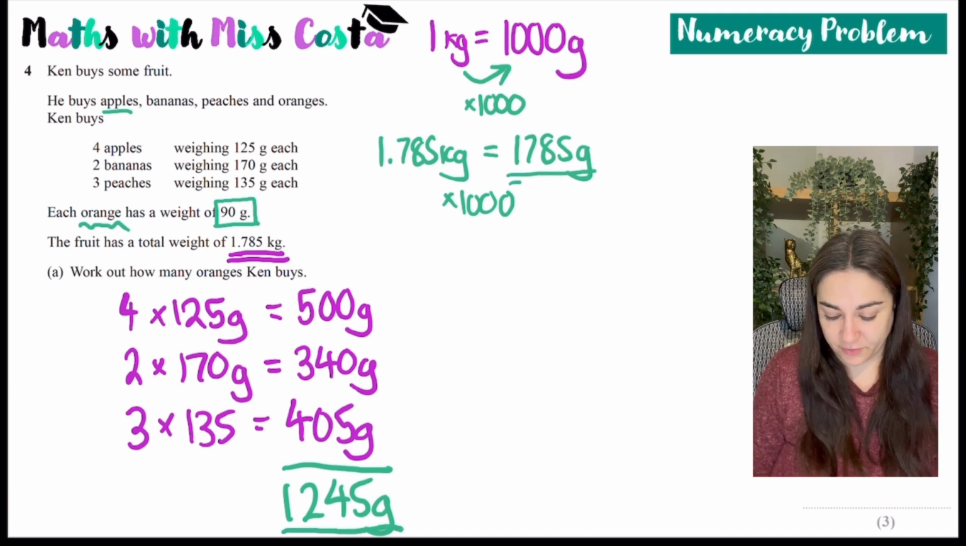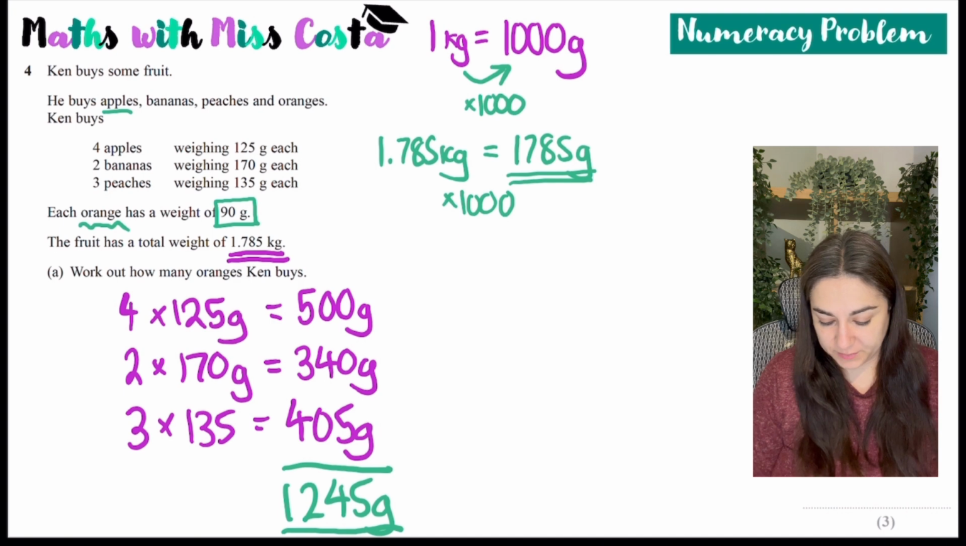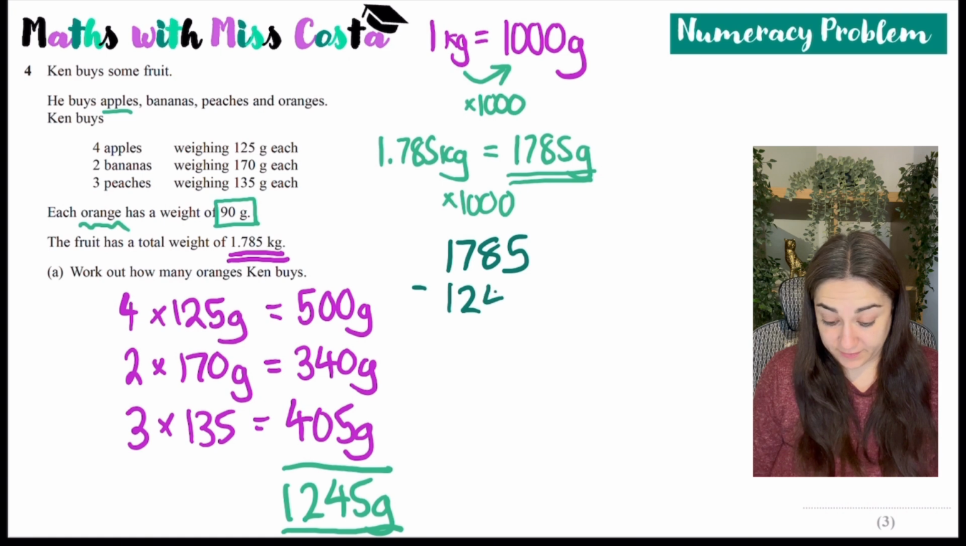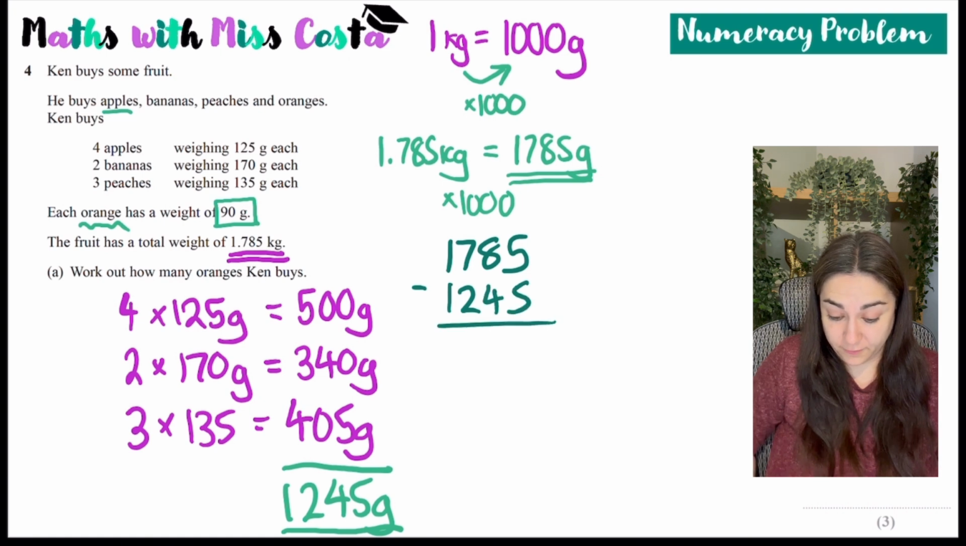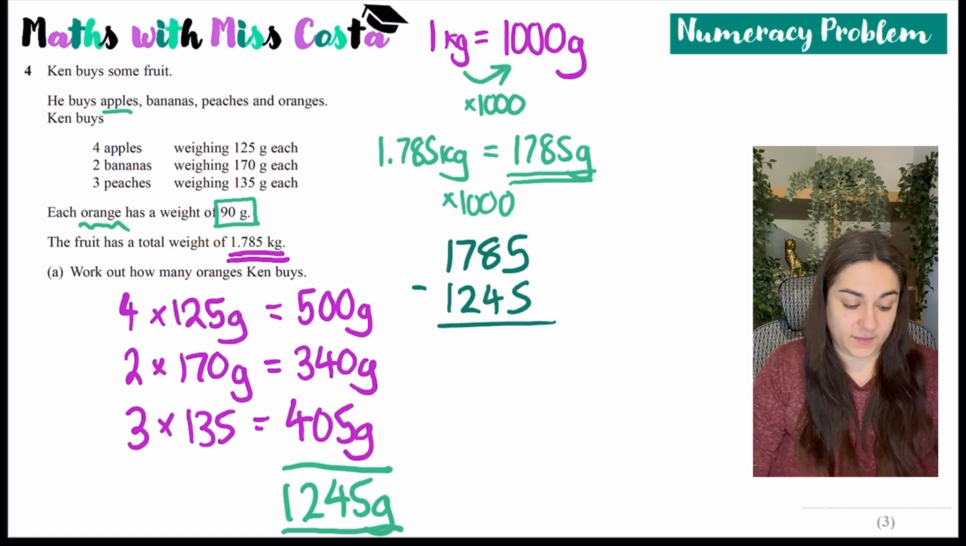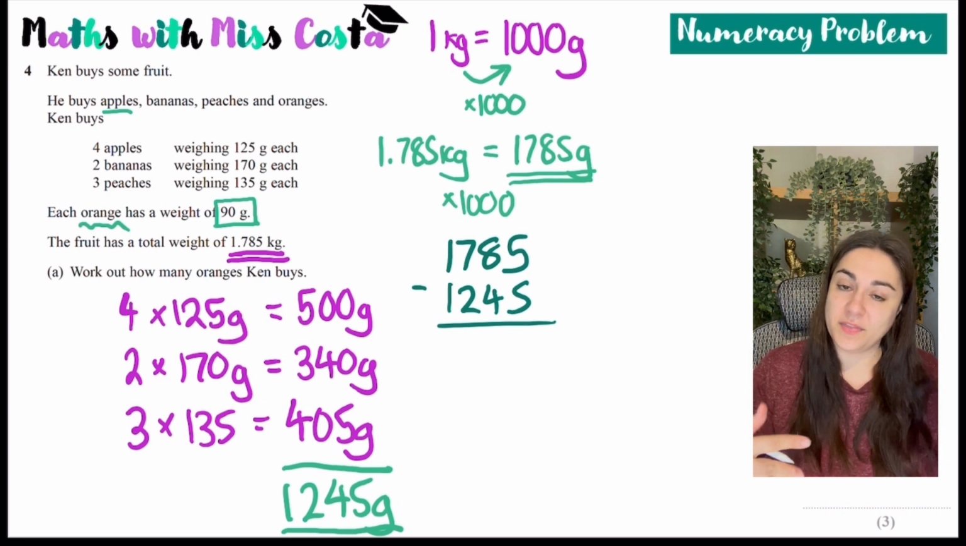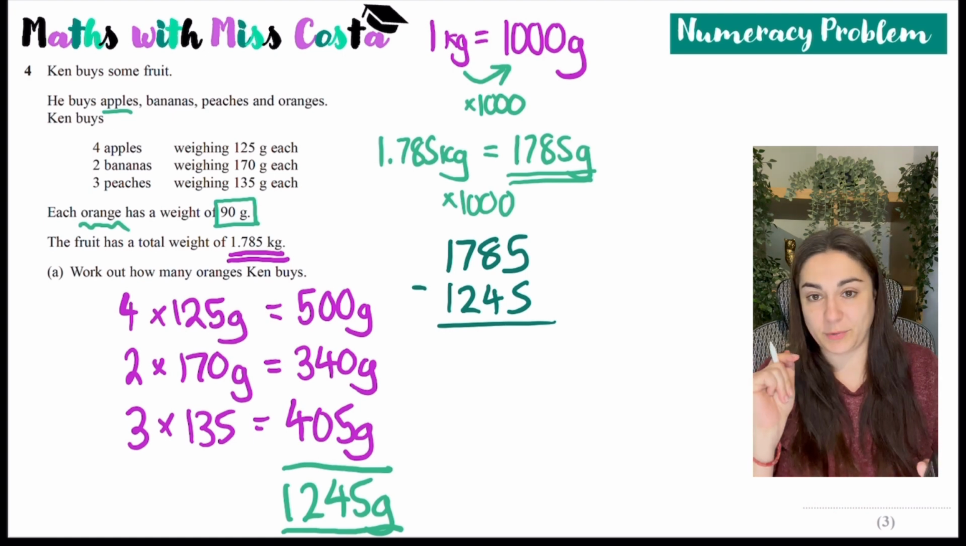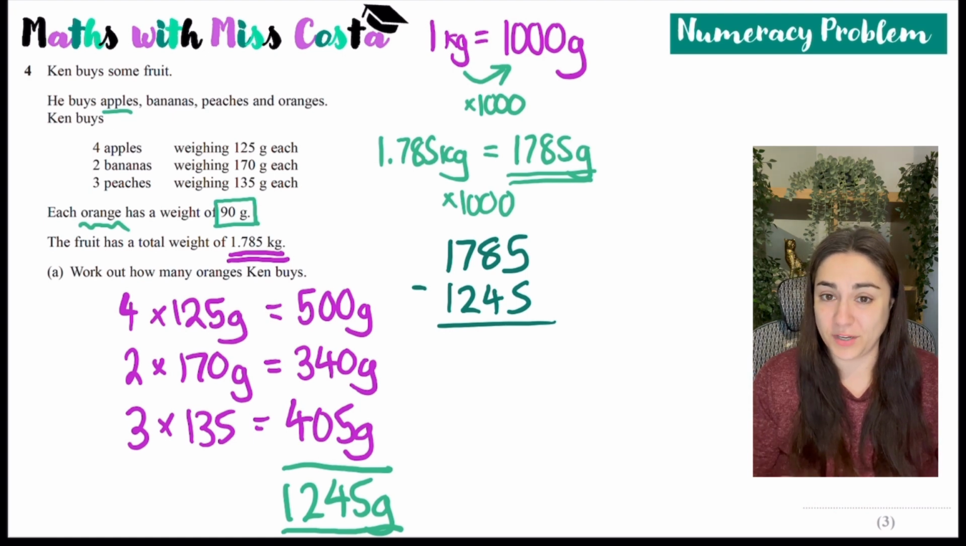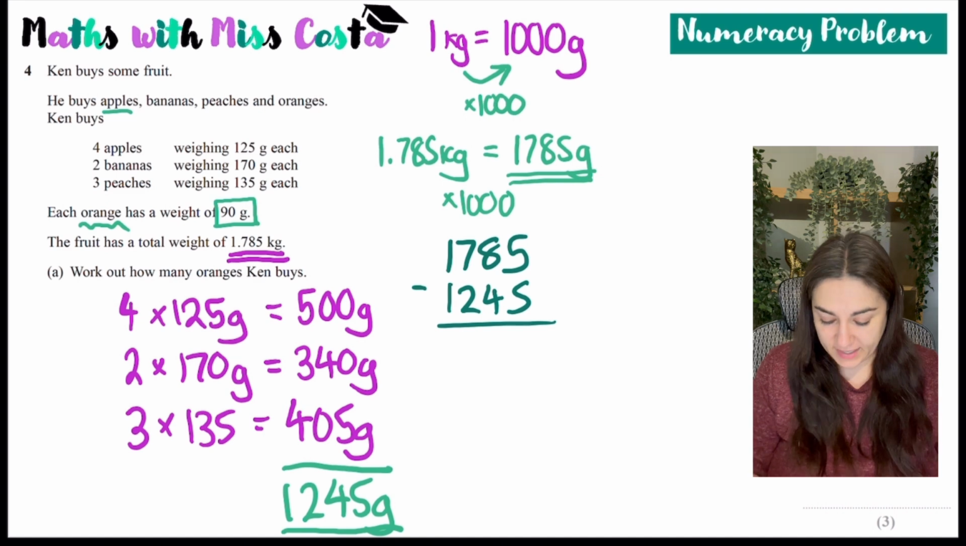So all the fruit that I know about weighs 1,245 grams, and when you include the oranges, it weighs 1,785. So I can do a subtraction to figure out what the difference is. So 1,785 take away 1,245. Again, I can just do this on my calculator. A quick trick, if you didn't know, is instead of entering the last thing you have in your calculator, you can just press answer. The calculator remembers it for you, just a little bit less working. That gives me 540 grams.